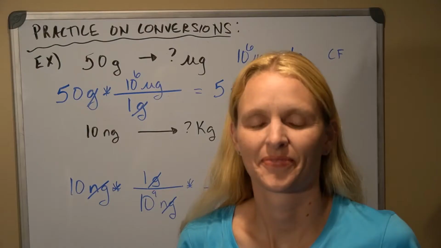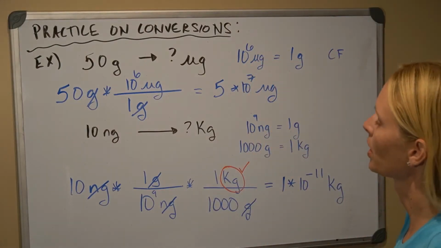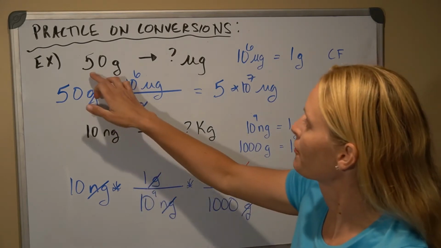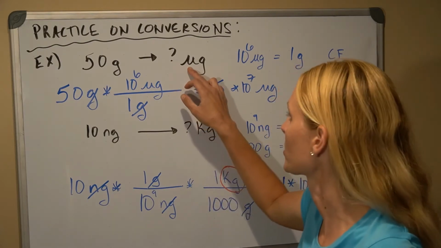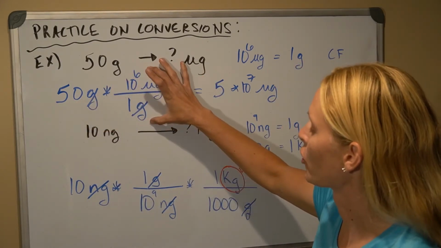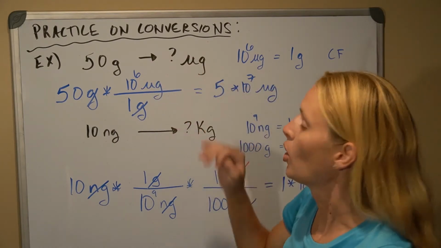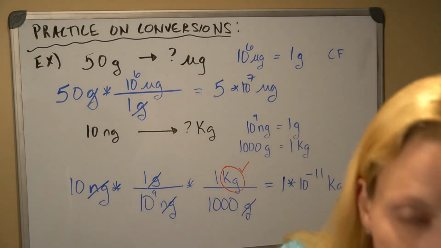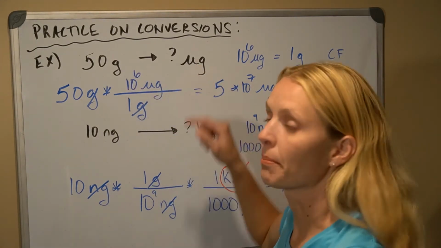calculation. Okay, so now we're going to take a look at some example problems for converting. Here we have 50 grams. We want to convert that to how many micrograms are in 50 grams. All right, so that's what we've got. We need our conversion factor to get to what we want in micrograms. So we're going to look at our prefix table. Grams is the base unit going to micrograms.